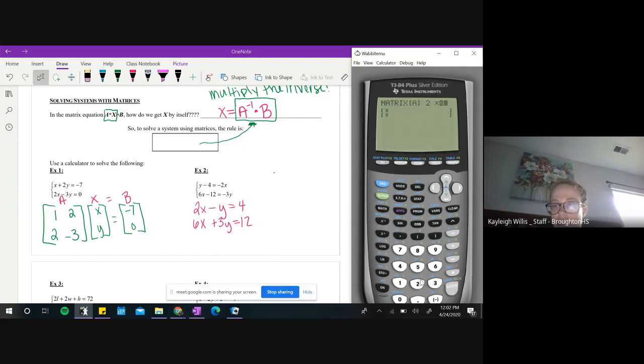We're putting A in the A spot, and we're going to type in our coefficients: 1, 2, 2, -3. And we're going to do the same thing for B.